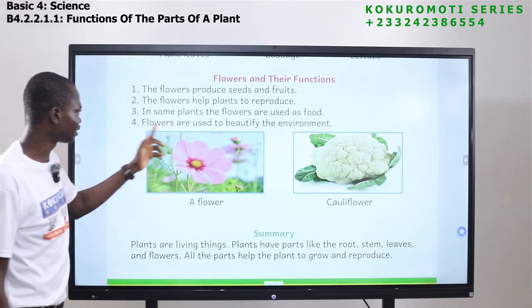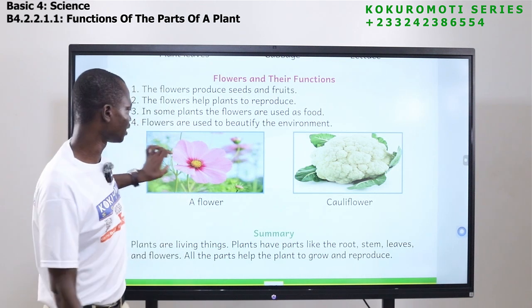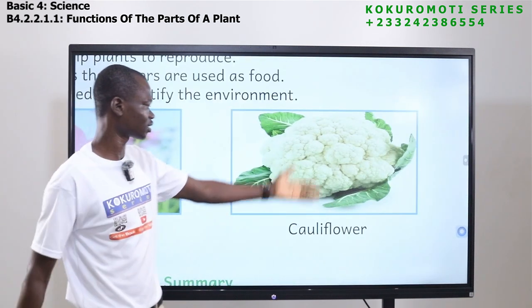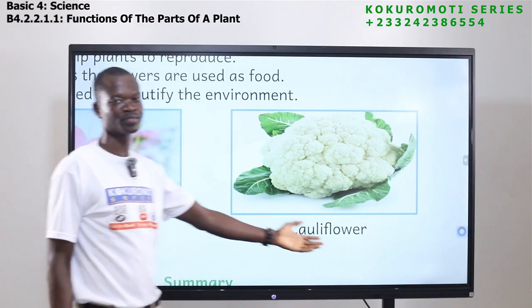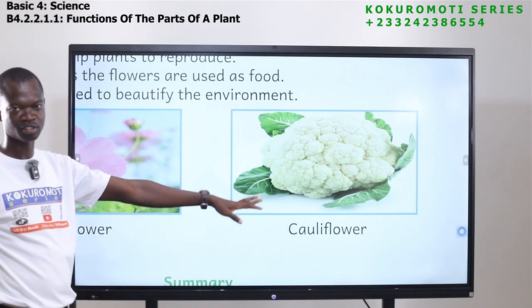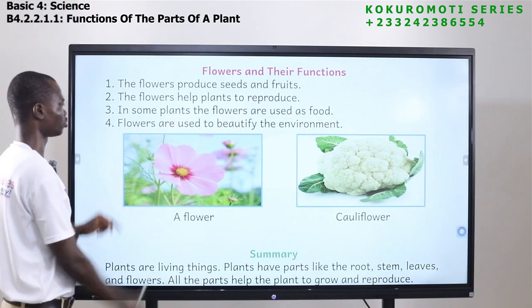The next one is that in some plants, the flowers are used as food. So if you look at this one, this is a flower, this is also a flower. So this cauliflower, we eat this, and it is a flower, you should know it. And there are other flowers that we also eat.